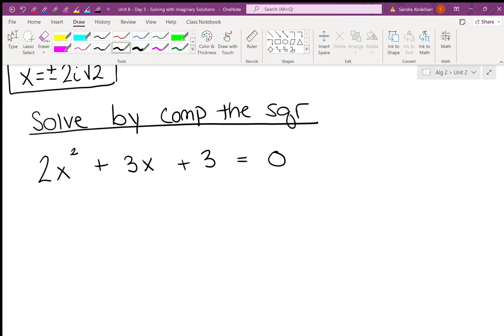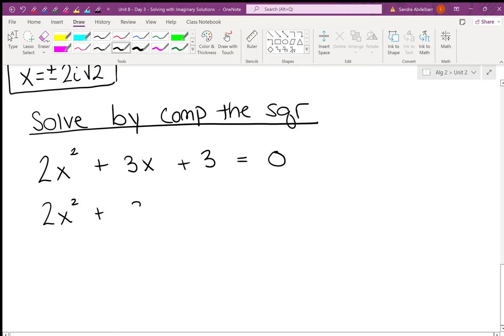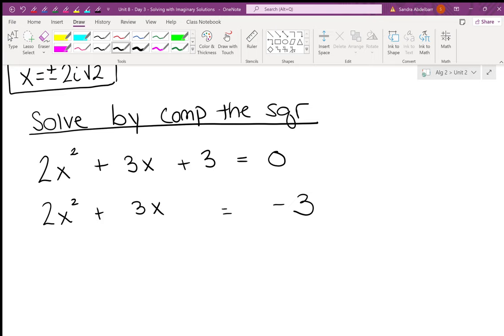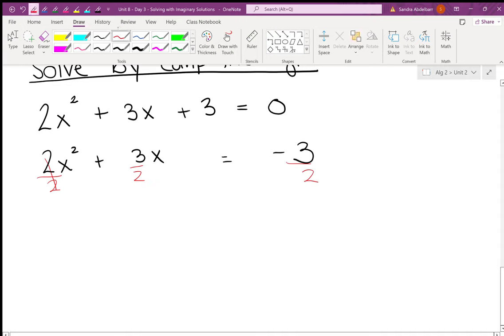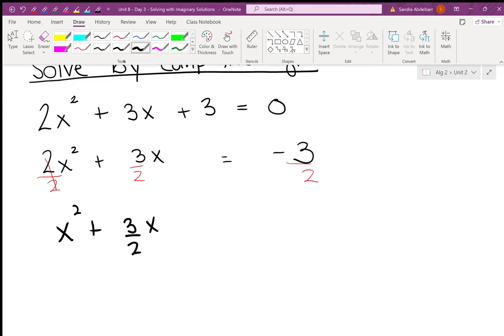Remember, when we're completing the square, the first thing I'm going to do is move any number without a variable to the other side. So I'm going to have 2x squared plus 3x equals negative 3. I do not want to complete the square with a leading coefficient. Because we're solving, what can I do with that leading coefficient? Divide it all out. So I'm going to divide everything by 2. Now we're going to have x squared plus 3 halves x equals negative 3 halves.